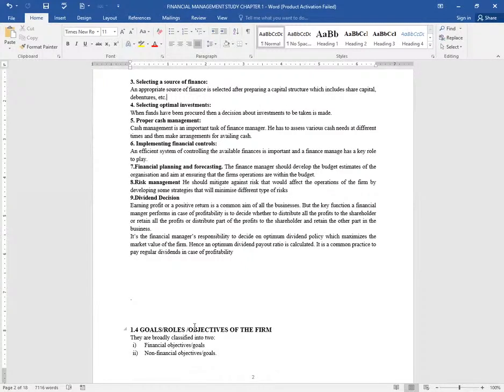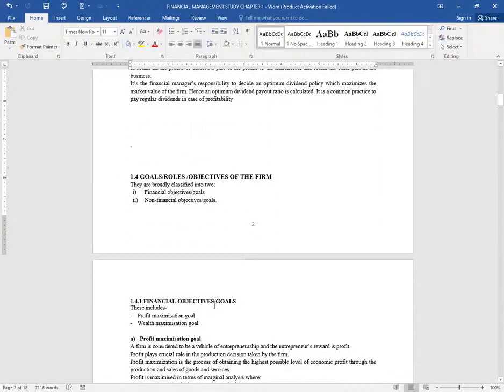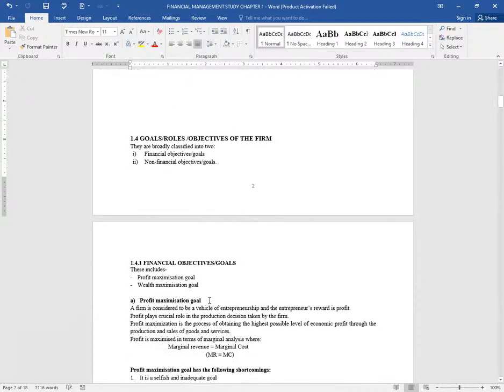Ladies and gentlemen, from there, if you allow me, I'll take you to the goals, roles, or objectives of a firm. These objectives are broadly divided into two. We have the financial objectives, and then we have the non-financial objectives. The financial objectives here, there are two. We have what we call the profit maximization goal and the wealth maximization goal.